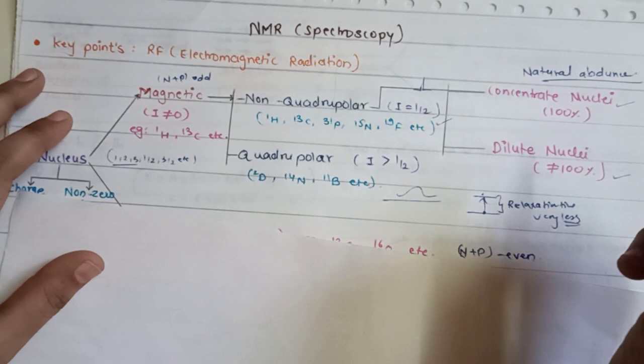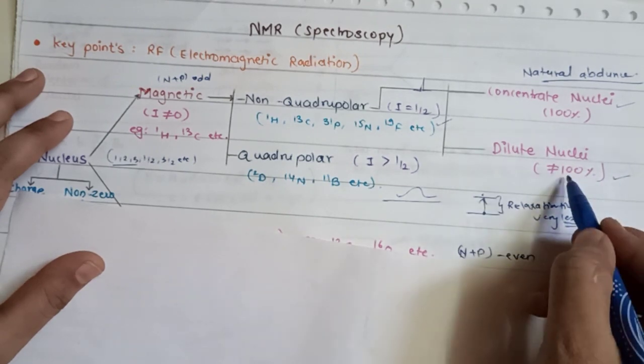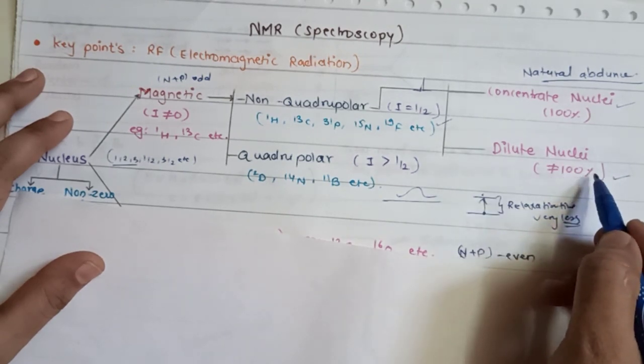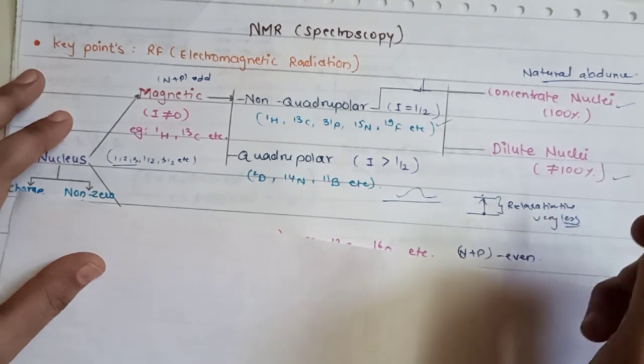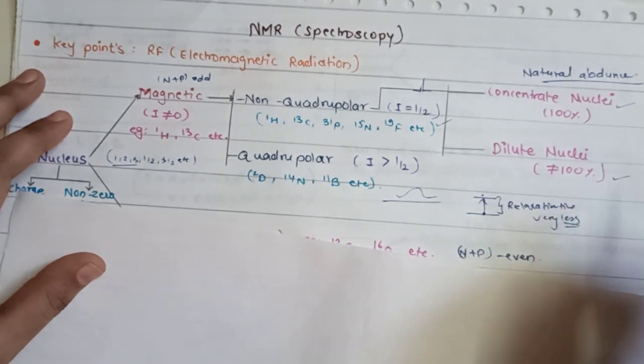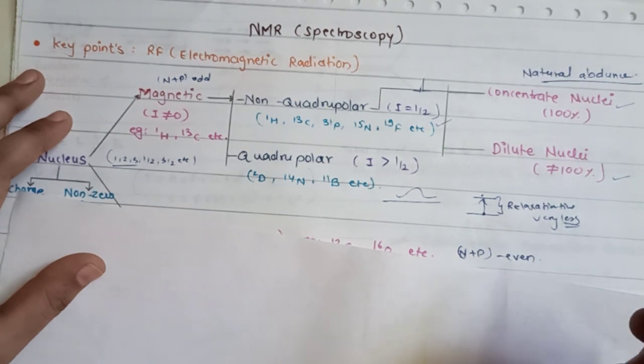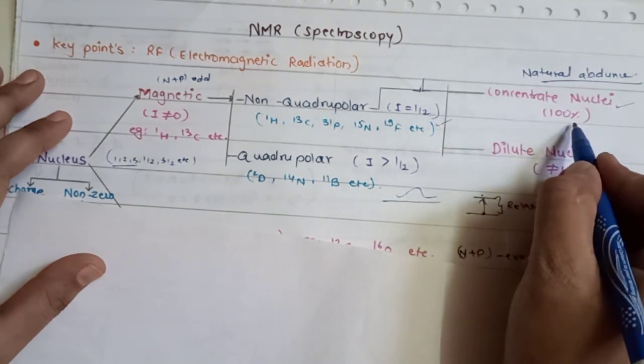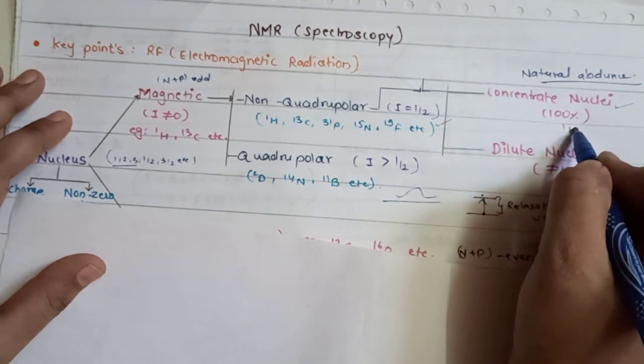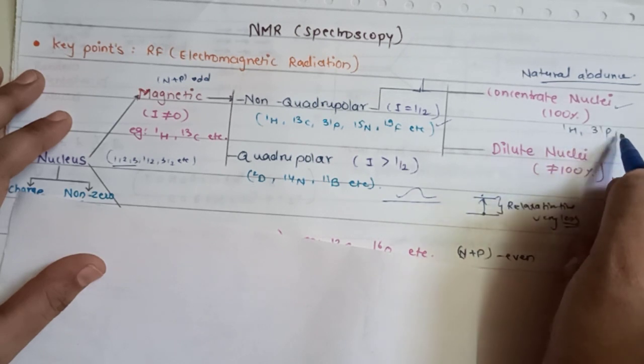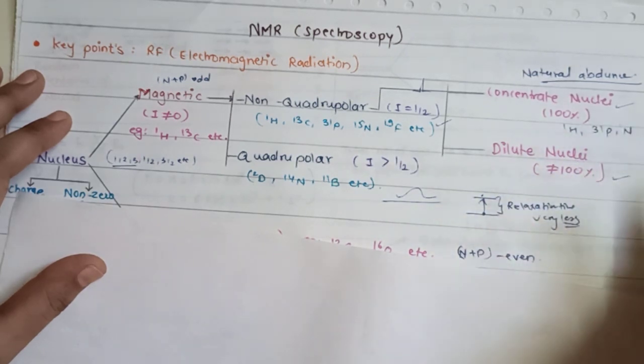Whereas the dilute nuclei that we will consider here are not going to be 100% abundant. So their contribution towards the NMR spectrum will be very small, less than 100%. For example, if we talk about 100%, then proton (hydrogen), 31 phosphorus, and 14 nitrogen are giving the concentrated nuclei.